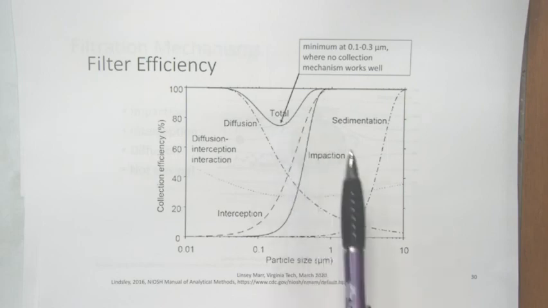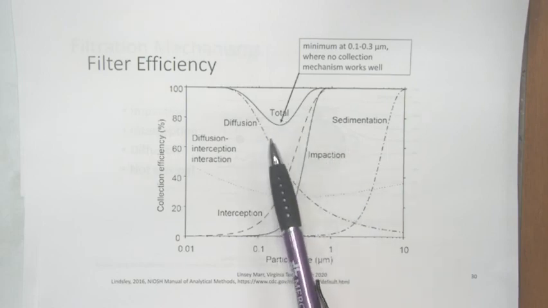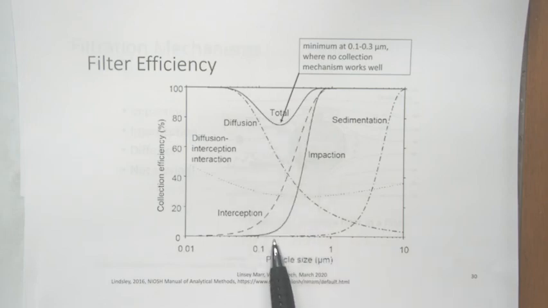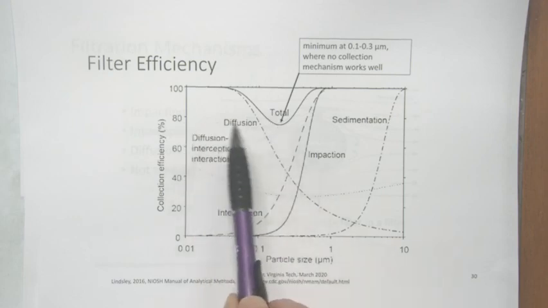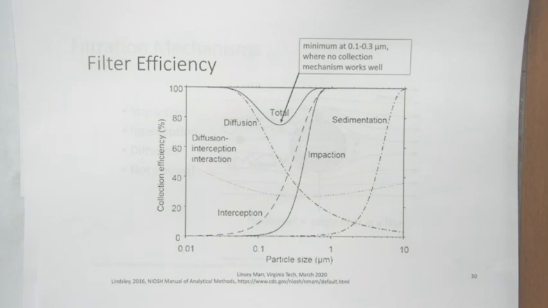Right? And so this example has the weakest collection at around 150 nanometers, and at that size its collection efficiency is 75%. Collection efficiency is affected by relative humidity, charge of the filter media, charge of the particles, the amount of stuff that's already collected on the mass, so it's not as simple as shown here. And I'll stop there.